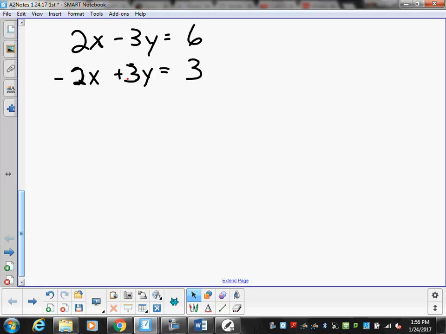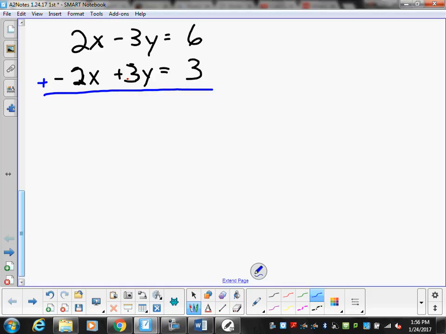All right. So on this one, this is our last one. Still solving using elimination. Do I have any variables that have opposite coefficients? Yes. Both of them. Both variables do. Right. Okay, the x's are 2x and negative 2x. Those are opposites. And the y's are negative 3y and positive 3y, so those are opposites. So when I do this, I can now add because I have opposites. 2x minus 2x is 0x. Negative 3y plus 3y is 0y. 6 plus 3 is 9.